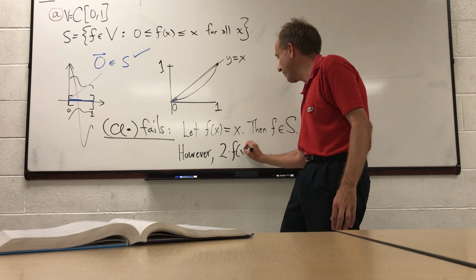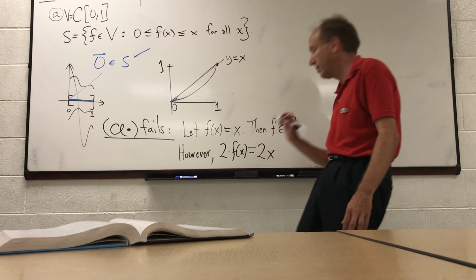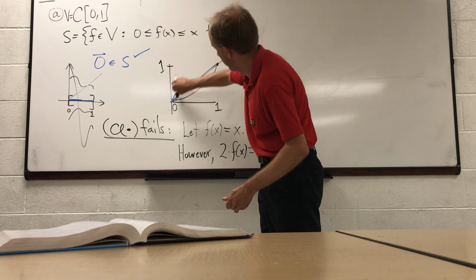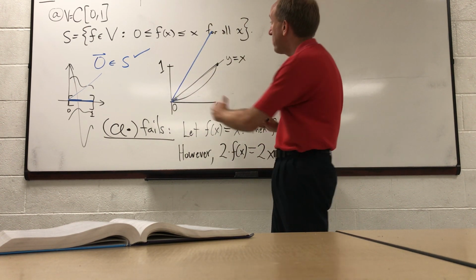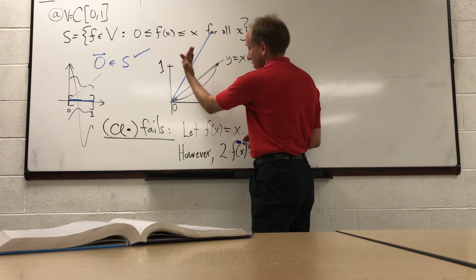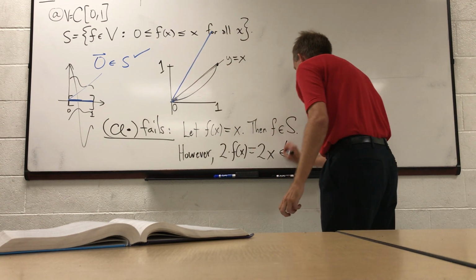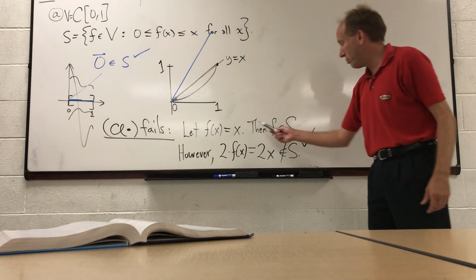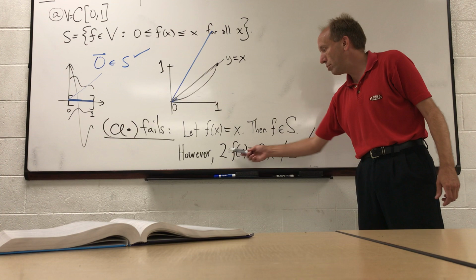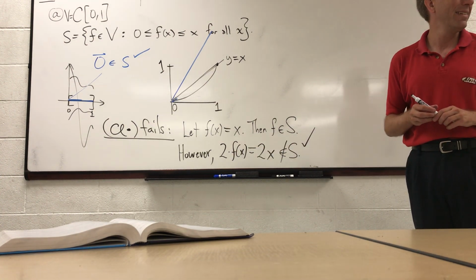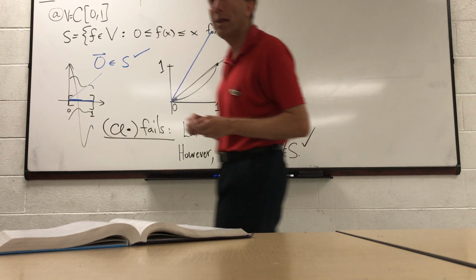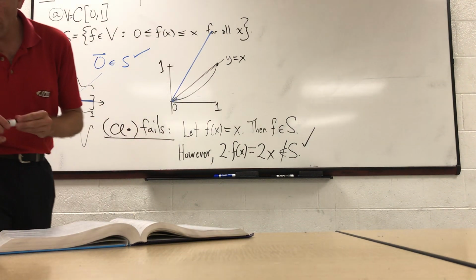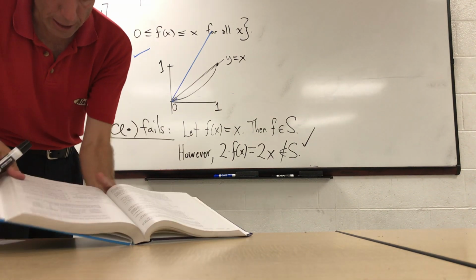So 2 times f of x is now 2x. The function 2x is unfortunately going to be over here, right? It's going to be a steeper line that is above the line y equals x, and this is not in S. So that's it. You have shown that you started with a function in S, but 2 times that function is not in S. And you could just say that and move on. Okay, great. So that's a good example. Let's try another one.